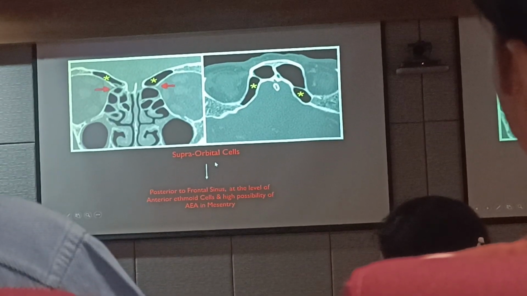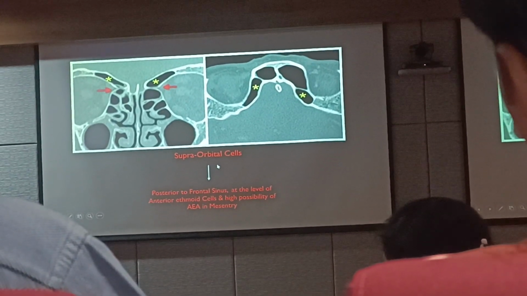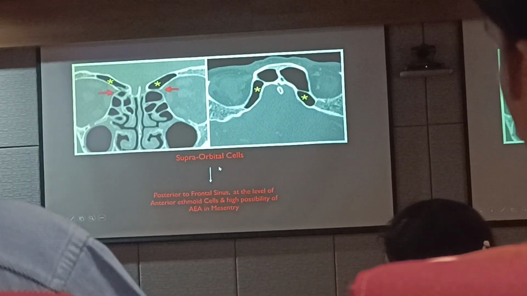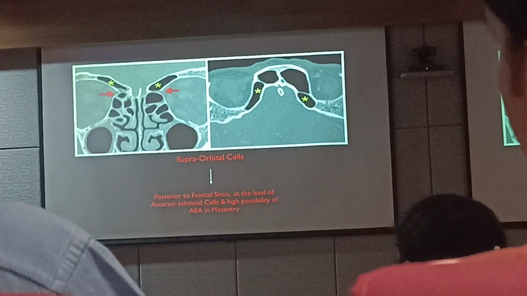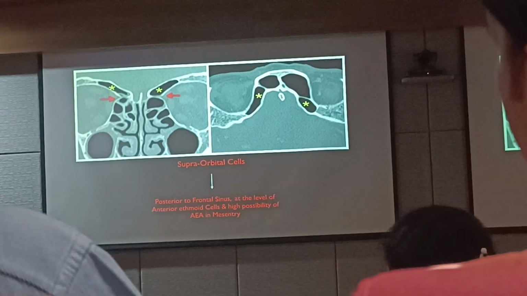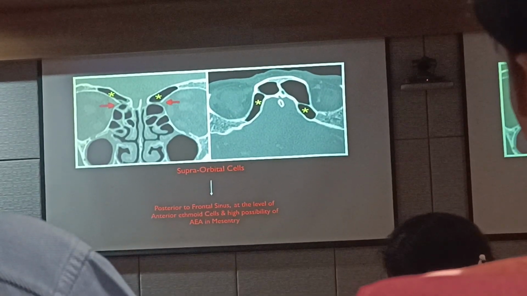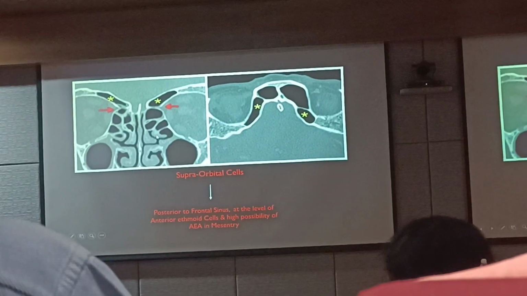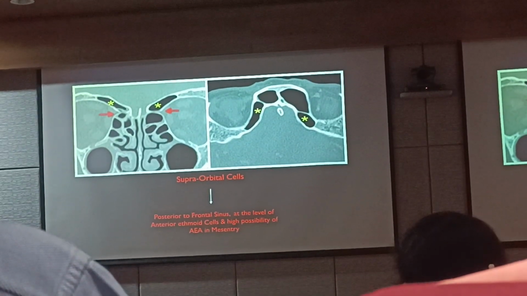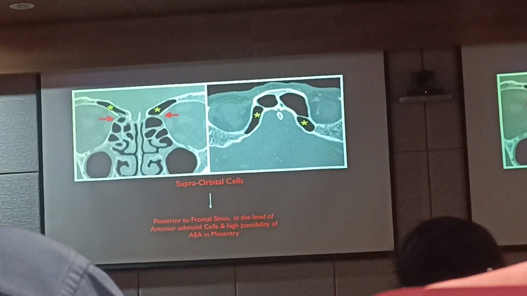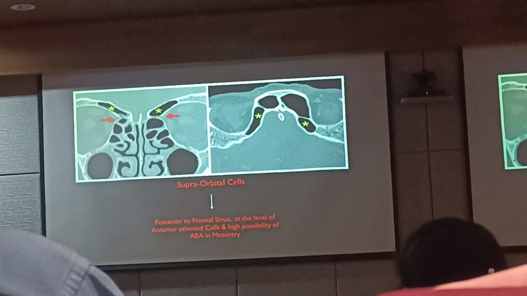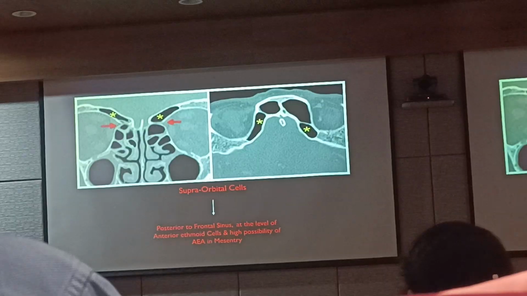Supraorbital cells. Now what is a supraorbital cell? You have your frontal recess, behind which there is one cell, and then you have your anterior ethmoidal artery. We all know this, right? Frontal recess, I'll repeat, one cell and the anterior ethmoidal artery. Now suppose that cell is a blind cell. It's called a terminal recess. But if that cell pneumatizes over the orbit, it's called a supraorbital cell.